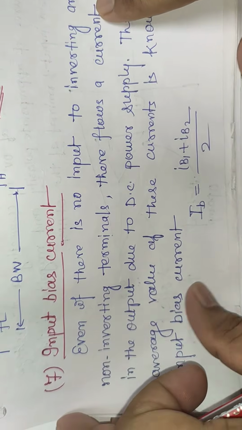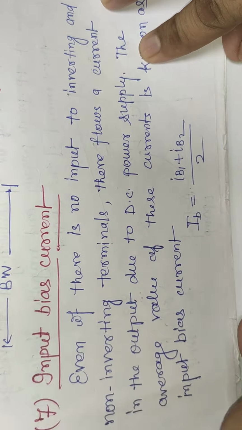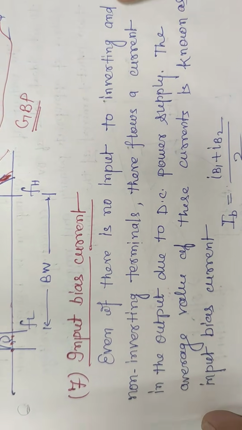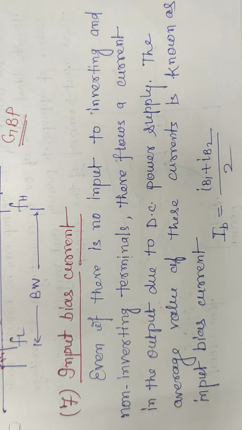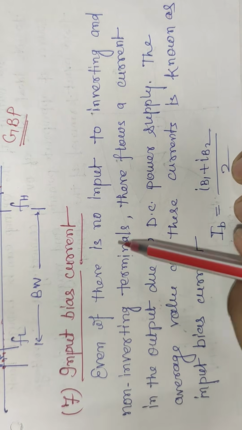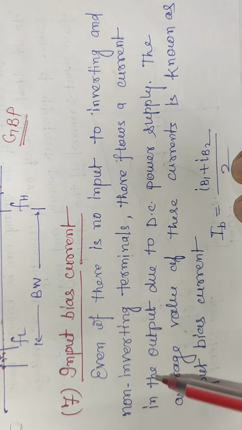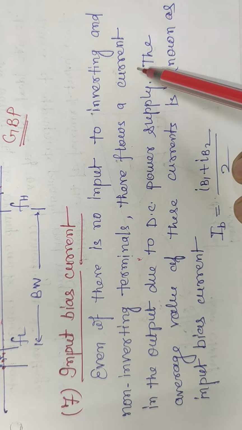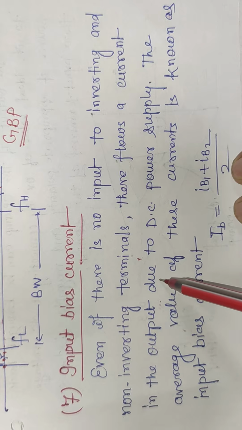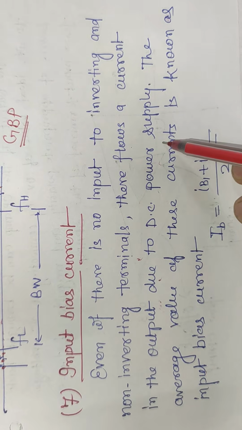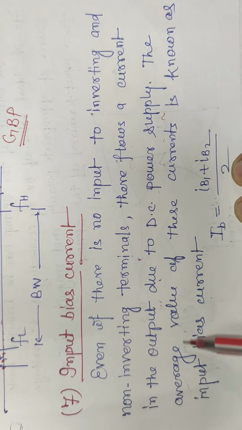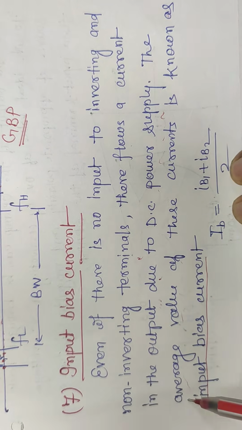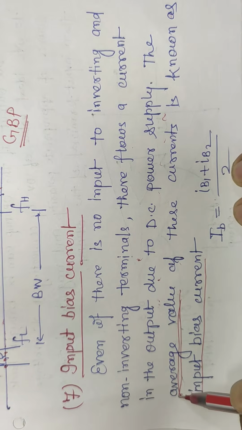Input bias current is the current that flows even when there is no input to the operational amplifier. So what is written here? Even if there is no input to the inverting and non-inverting terminals of op amp, still there flows a current in the input of op amp due to DC power supply. The average of these currents is called input bias current. It is important. The average value is important.